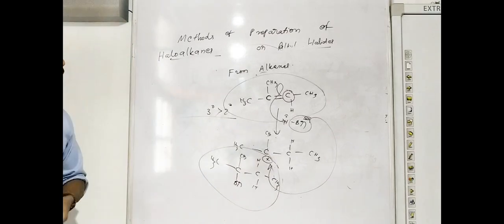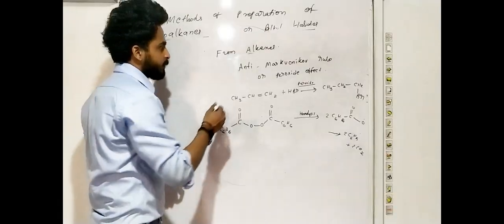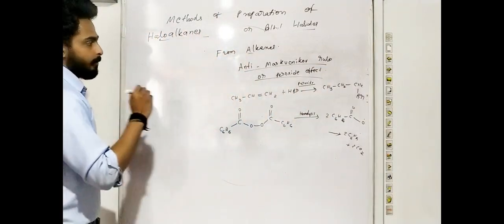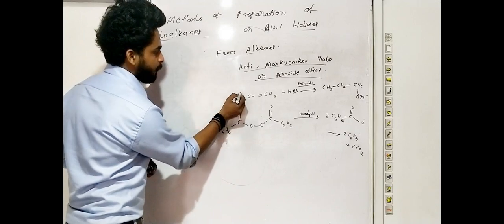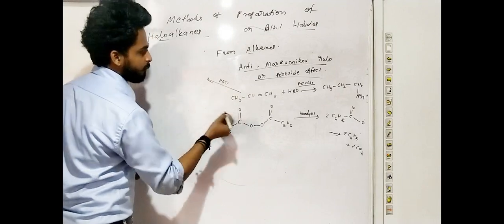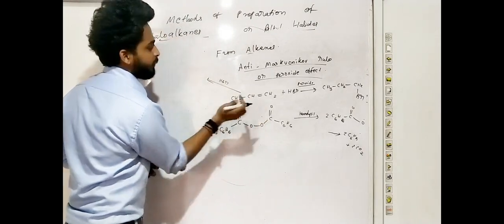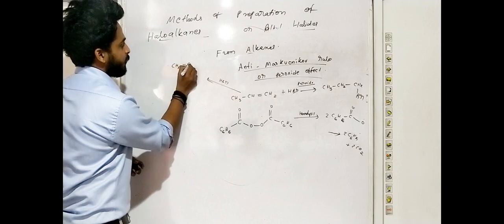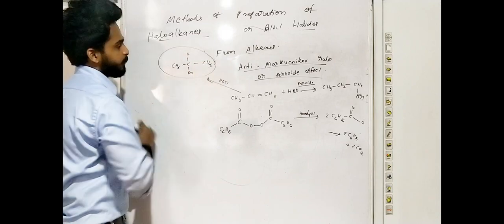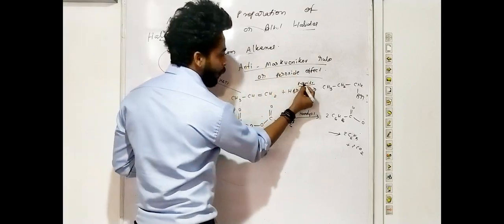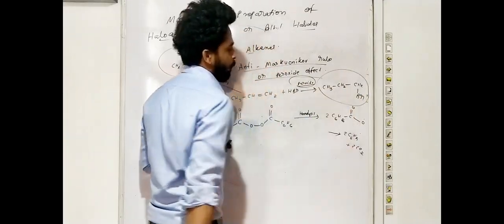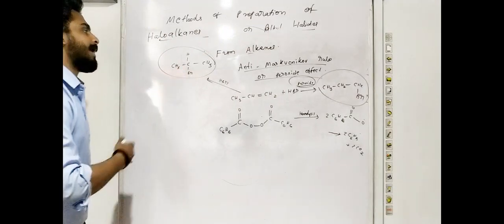Okay, that's the Markovnikov rule. What we are going to discuss next is the anti-Markovnikov rule, or peroxide effect. We already discussed that by applying the Markovnikov rule, if you are treating this compound with HBr, we will get the compound with bromine on the second carbon: CH3, CH, Br, CH3. So this is the Markovnikov product. But if you treat it with HBr in the presence of a peroxide, we will get the 1-bromo product instead of this 2-bromo product. That is called the anti-Markovnikov rule.